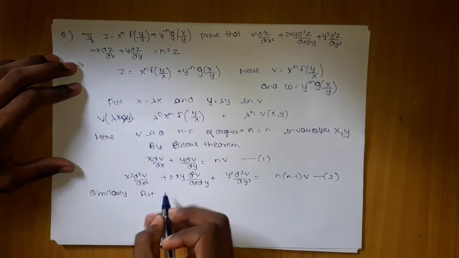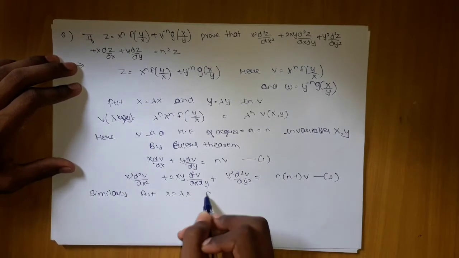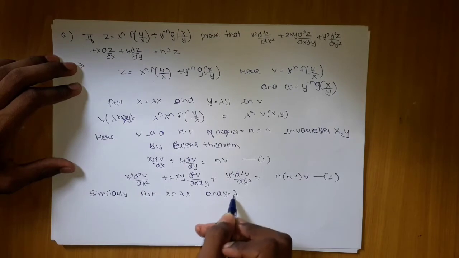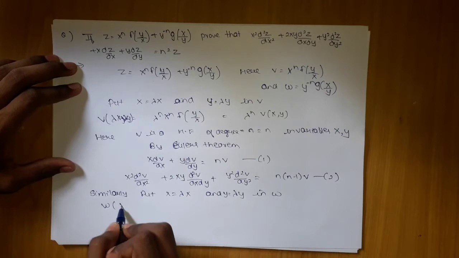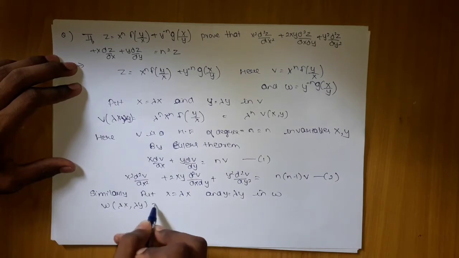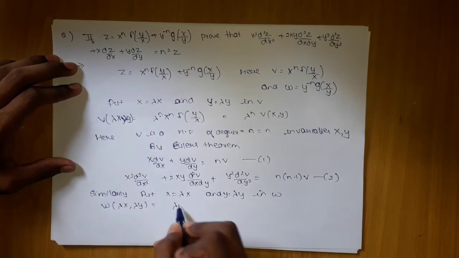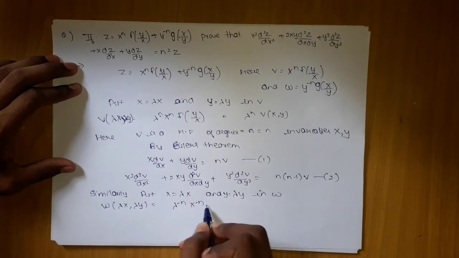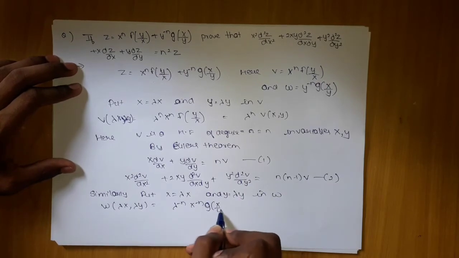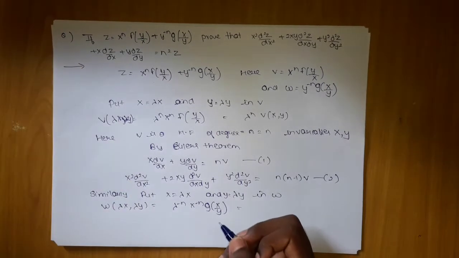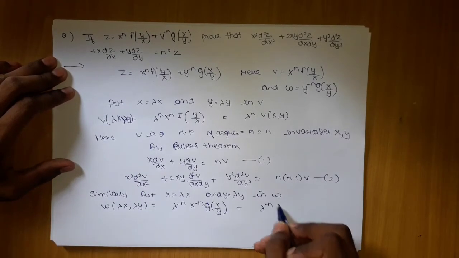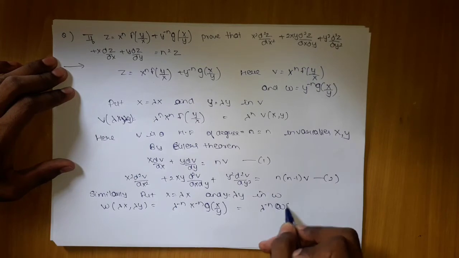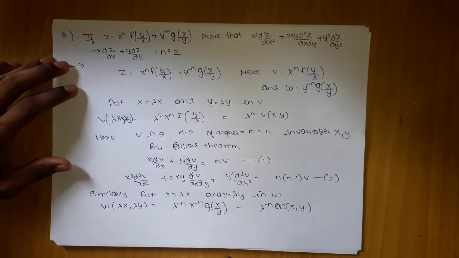put x equals lambda x and y equals lambda y in w. We are going to get w of lambda x comma lambda y equals, what are we going to get? Lambda power minus n x power minus n g of x by y. Okay, which you can understand directly because terms are cancelling out, so I'm not going to write that. Lambda power minus n g, this is w of x comma y. So we have proved it here.